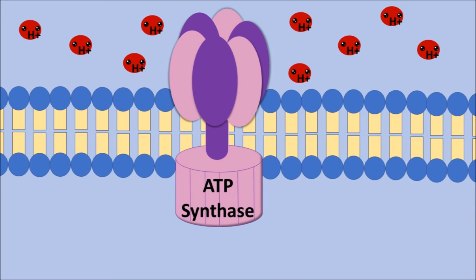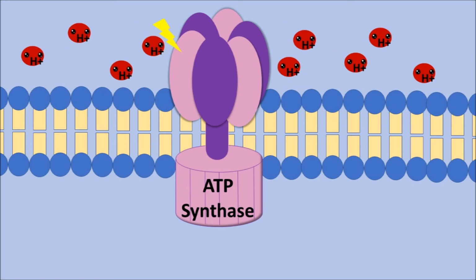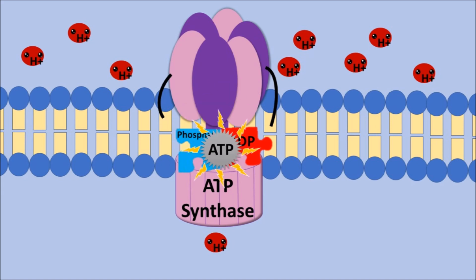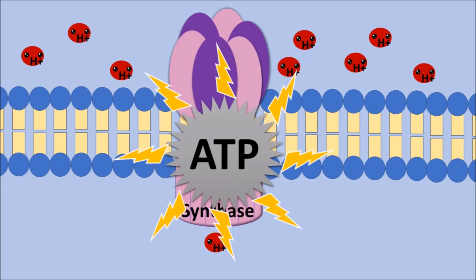ATP synthase is a protein that acts sort of like a toll bridge. Protons pay for their passage across with kinetic energy, and that kinetic energy is used to combine ADP and inorganic phosphate to make adenosine triphosphate, or ATP.